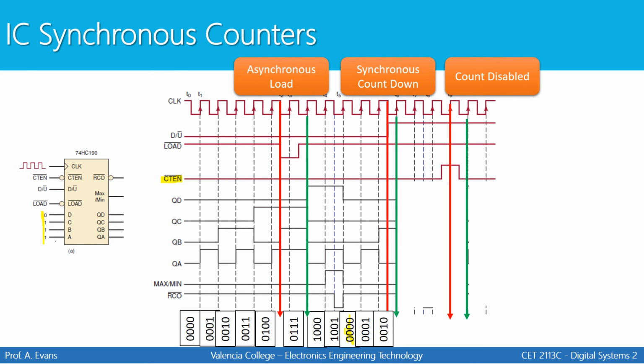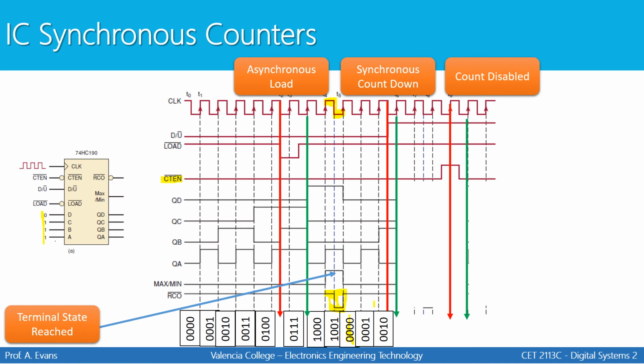Notice that because we reached the last state, max-min goes high right here when the output is 9. That's the last state. That's the terminal state. And during this point in time, RCO mimics the clock. Just like that.